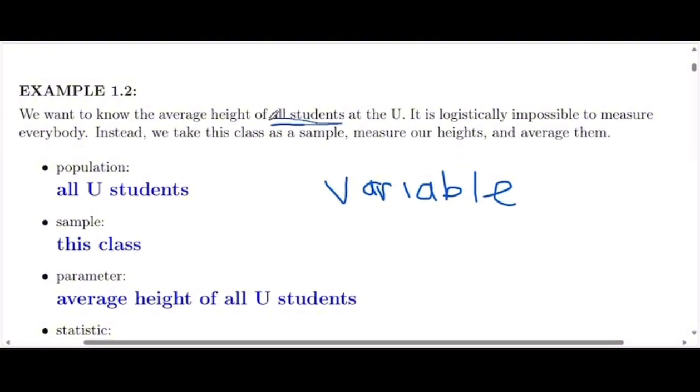Do they say some students? They say all students. Okay. Of all students at the U, it is logistically impossible to measure everybody. Instead, we take this class. Now, we're taking this class as a sample, then measure height and average them.